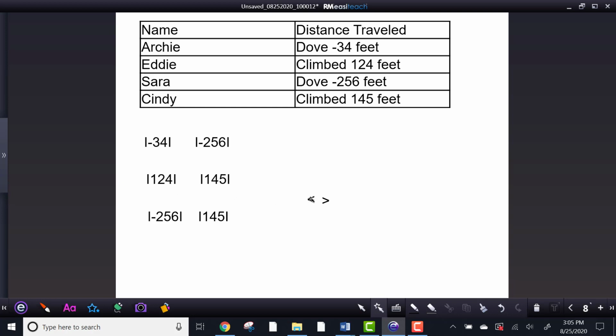Now let's compare the amount that Sarah traveled compared to the distance that Cindy traveled. So we can see Sarah dove down 256 feet, represented by negative 256. Cindy 145 feet, represented by positive 145. And we can see that the greatest distance traveled is Sarah, who dove 256 feet, and we know that because the absolute value of negative 256 is 256. Absolute value of 145 is 145.